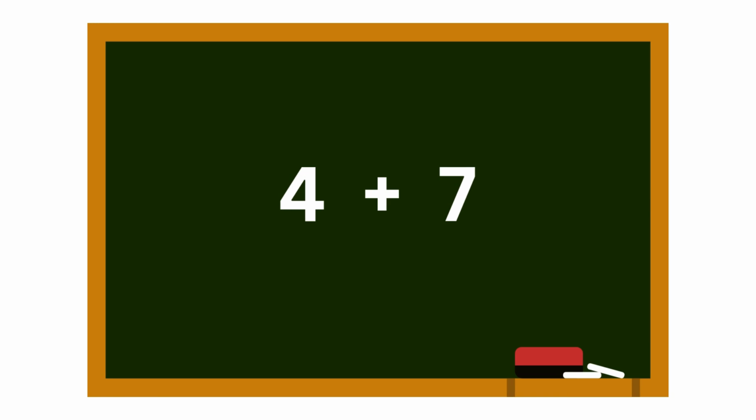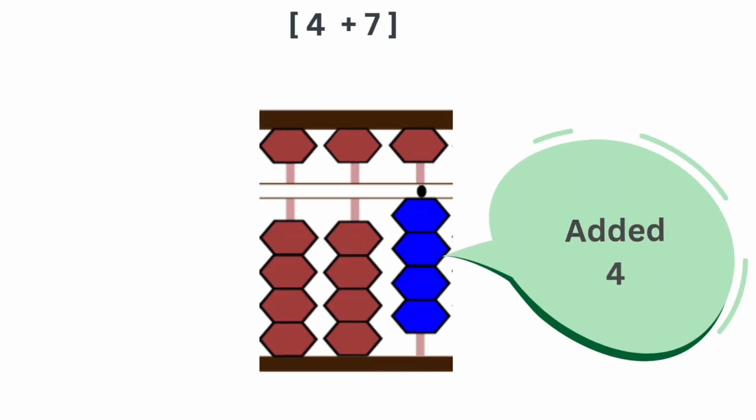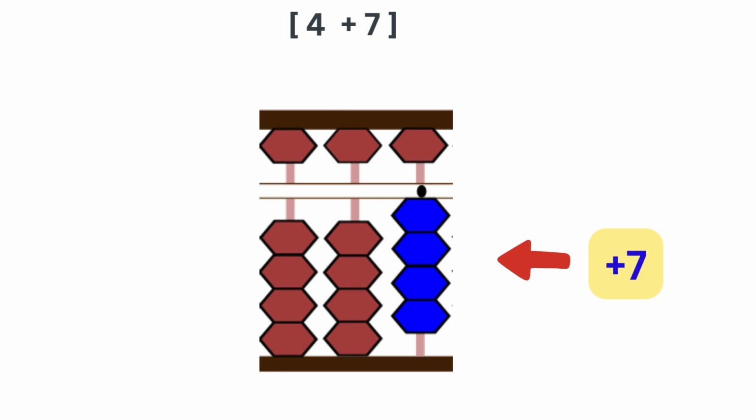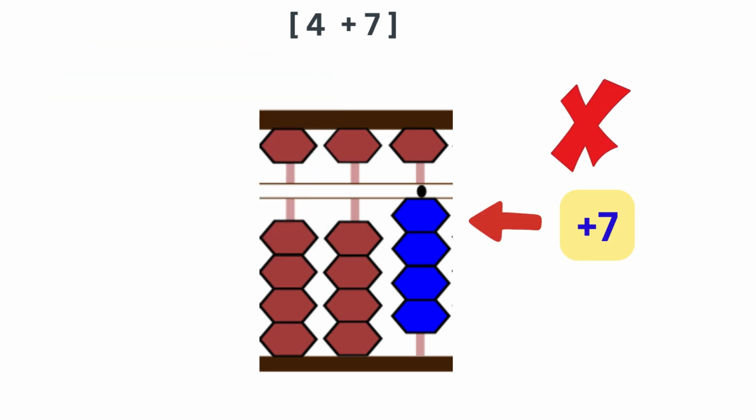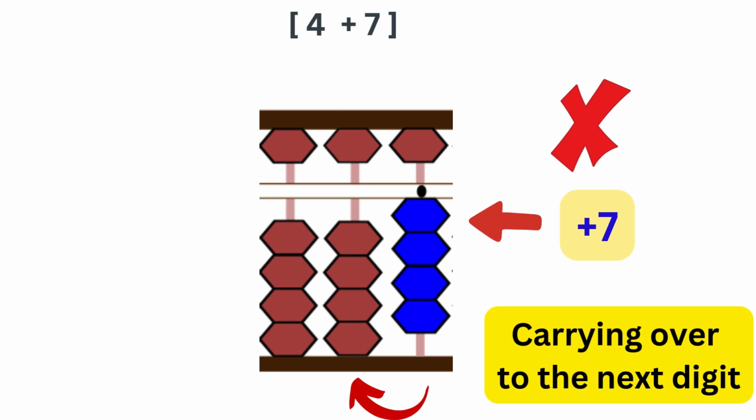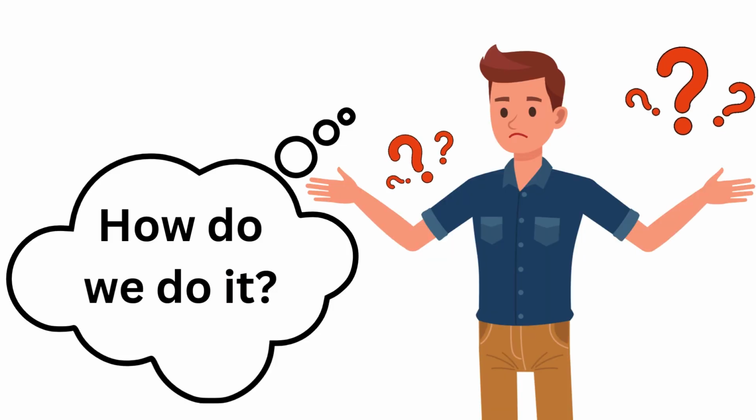Let's try addition, 4 plus 7 together. We add 4 on the abacus. Now, we want to add 7 to it, but there's no room for adding 7 in the ones column. In such a case, we need to carry over to the next digit. How do we do it?